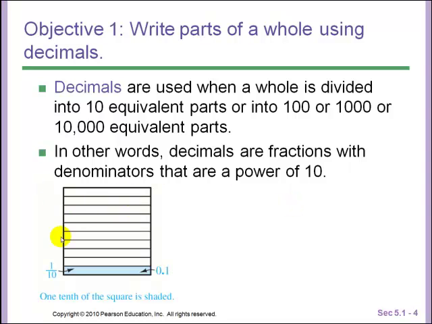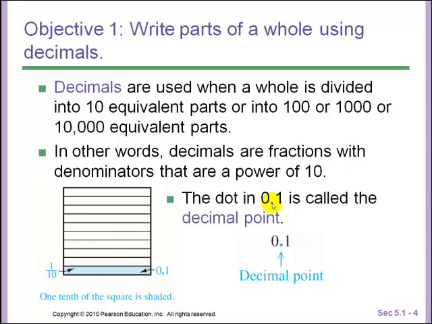Here is a diagram. In this box, in this one whole, there are 10 equal pieces. One of the pieces is shaded in. Normally we would call this the fraction 1/10. We could also write this as the decimal 0.1. 1/10 of the square is shaded. Basically, the fraction 1/10, the decimal 0.1, and the word 1/10 all mean the same thing.